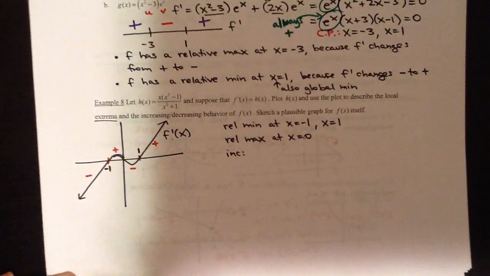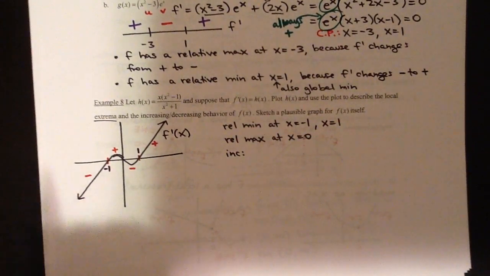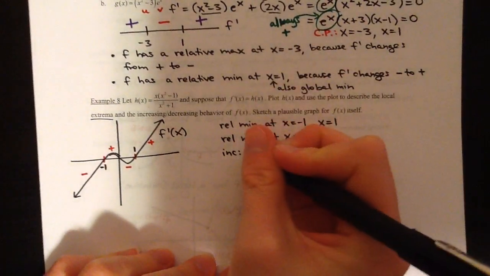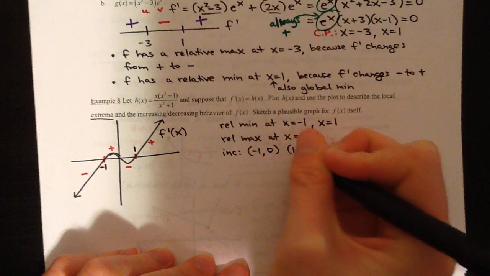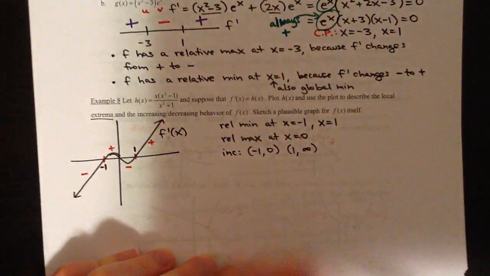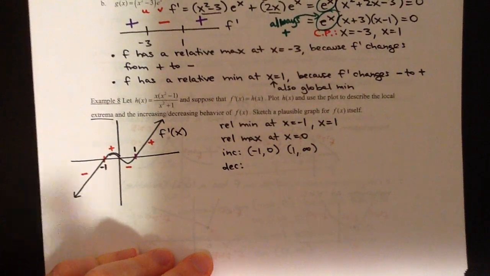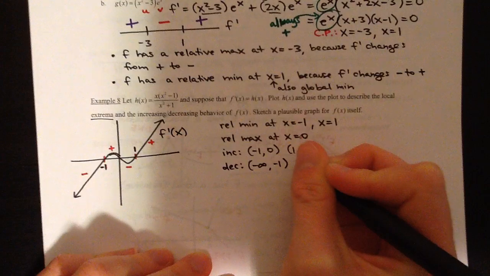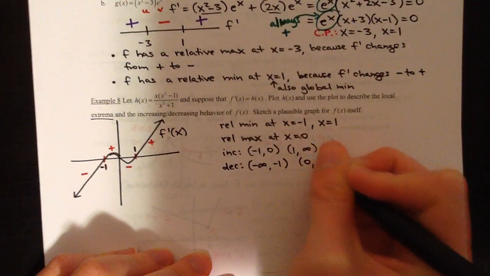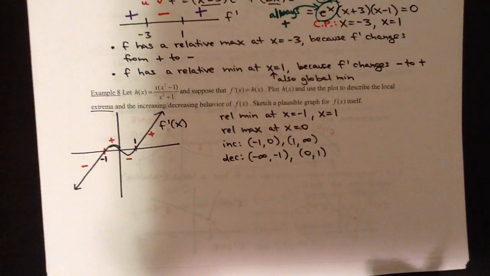And then the increasing, decreasing behavior. We want to know when f is increasing. F is increasing whenever f prime is positive. So that happens from -1 to 0, and then from 1 on over to infinity. And then f will be decreasing whenever f prime is negative. So that happens from -infinity to -1, and then again from 0 to 1. All right, so a couple different pieces there. And now, again, we want to sketch a plausible graph for f itself.